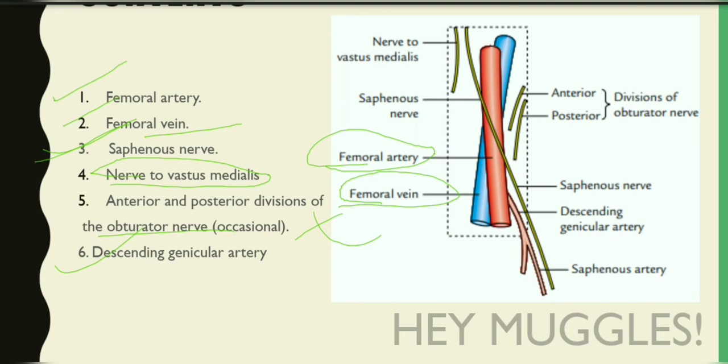So the structure in red is your femoral artery. This is your femoral vein. Then we have the nerve to vastus medialis here. Then we have saphenous nerve, anterior and posterior division of obturator nerve, which is present occasionally, and descending genicular artery, a branch of your femoral artery.